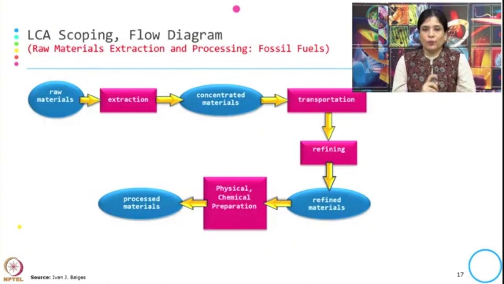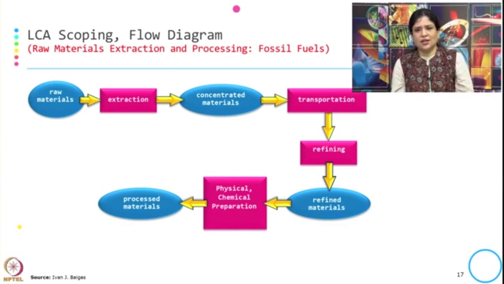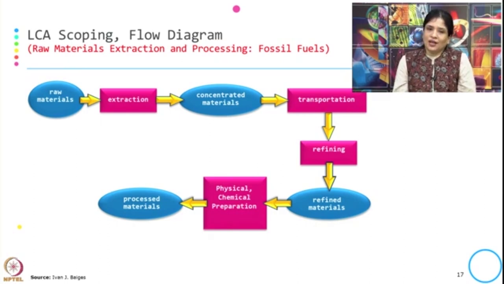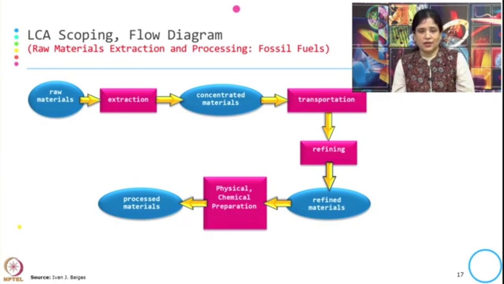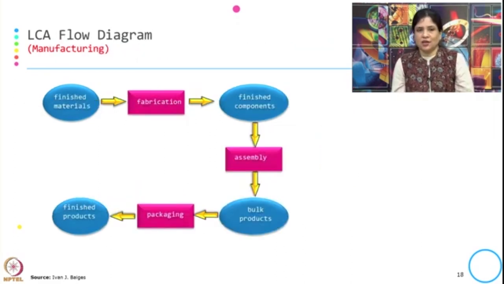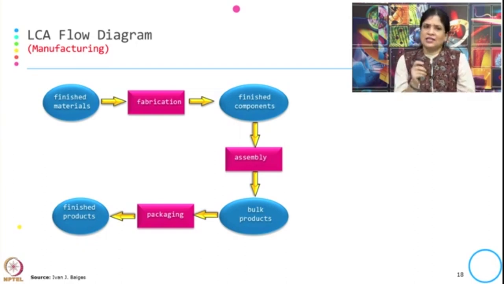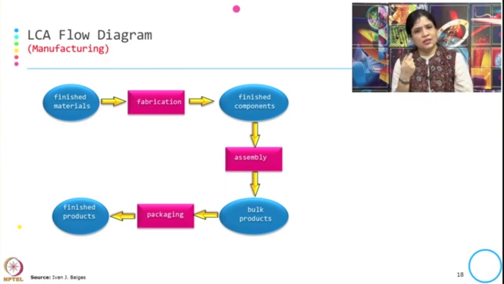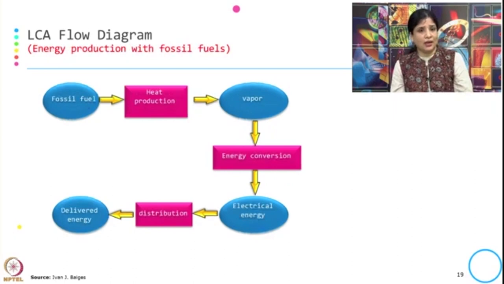So, this is the LCA scoping and flow diagram of fossil fuel. It starts with raw material extraction, then we get the concentrated material, then it is transported for refining, then we get the refined material, then we do the physical and chemical preparation, and finally we get the processed material. In each case, there are some inputs and some waste generated. Similarly, for manufacturing, from the finished material we get into fabrication, finished component, assembly, we make the bulk product, packaging, and finally the finished product. And similarly, in this process flow also, there are some inputs and some waste which has an environmental impact.